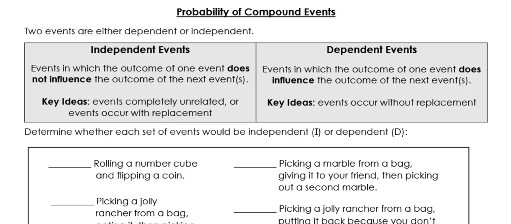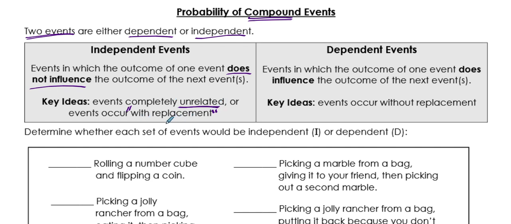Compound probability is dealing with 2 events. So these 2 events are either going to be dependent or independent. Independent means they do not influence each other. So one event does not have any effect on the second event. So either the events are completely unrelated, or you're going to think about this idea: events that occur with replacement.